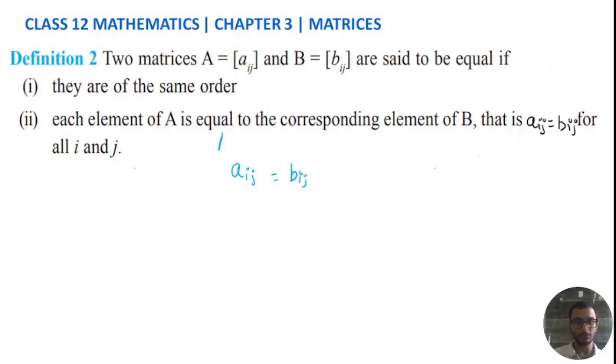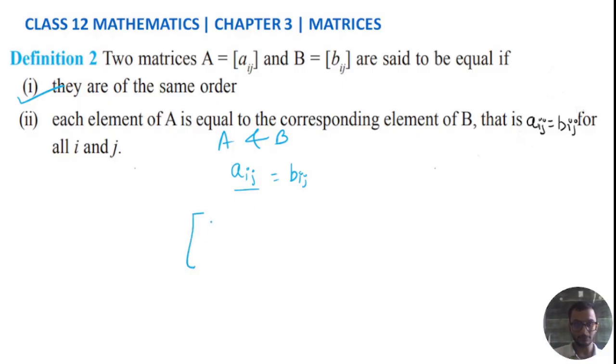Suppose we are comparing two matrices A and B, then A and B are said to be equal if, first, their order is the same, that is the first condition. And second, if you pick any element, the corresponding element in the other matrix should be the same. That is, if you pick the Aij element from the A matrix, then it should be equal to the Bij element of the B matrix. The ith row and jth column should be the same as the ith row and jth column of the other matrix.